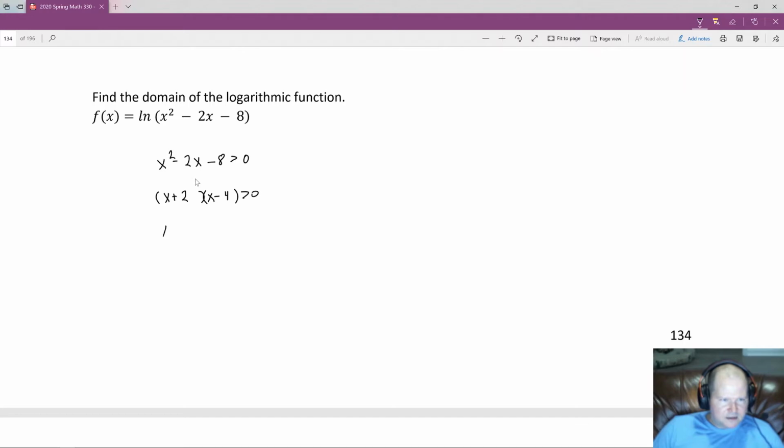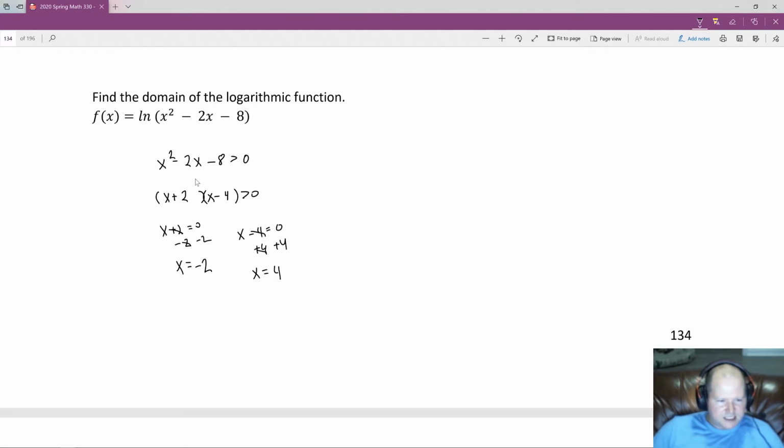Okay, so we solve for this. So x plus 2 is equal to 0, minus 2, minus 2. Cancel, cancel. So we end up with x is equal to negative 2. Over here, we'd say x minus 4 is equal to 0, plus 4, plus 4. Obviously, you could have just flipped the signs. That would have been easier, but if you wanted to write it out here.